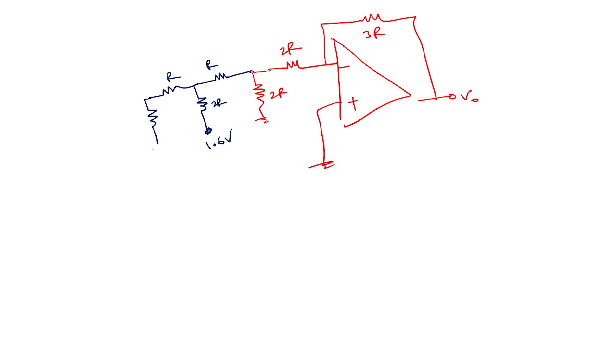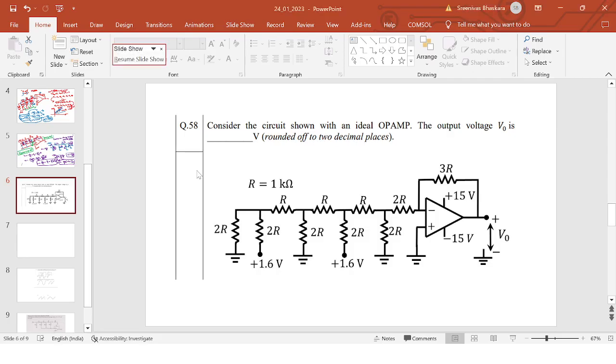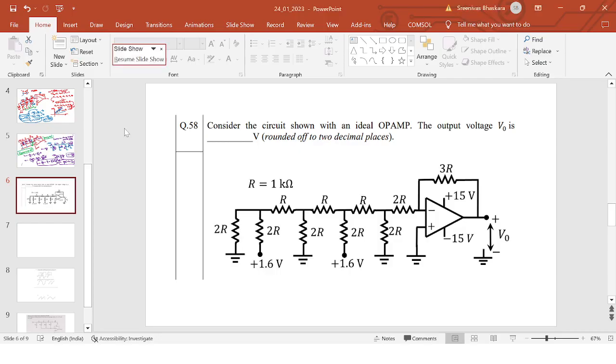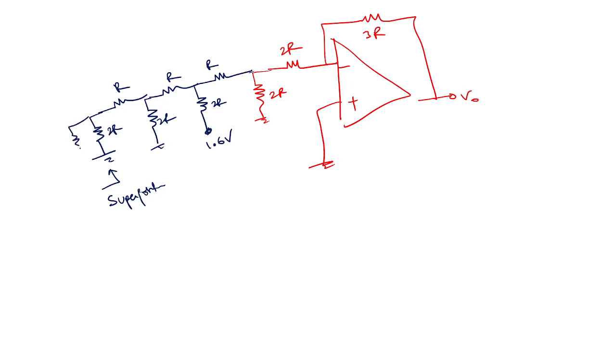This is already at ground. Then this 1.6 volts I am making 0. So this is R. This is because of superposition, right? I am only considering this source, right? What is this value? 2R, right? This is 2R. Do whatever you want, somehow find this value Vx. How much is Vx? If I know that, we know the answer, right?